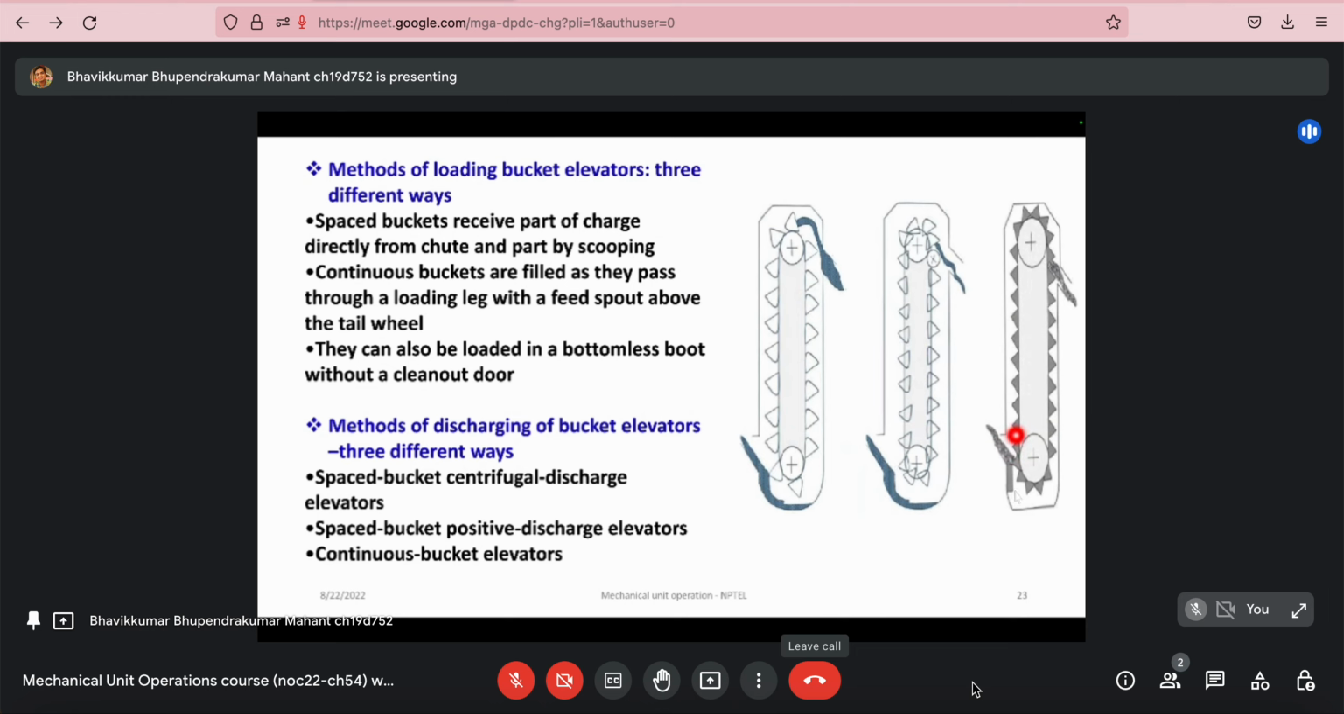Method of discharging of bucket elevators. Spaced bucket, centrifugal discharge elevator: these are centrifugally discharged with the help of centrifugal motion. Spaced buckets with positive discharge: with the help of positive discharge, the whole bucket comes into the condition where the material will be discharged. Another is the continuous bucket elevator, which has very smooth, continuous operation, and the efficiency is also much higher.